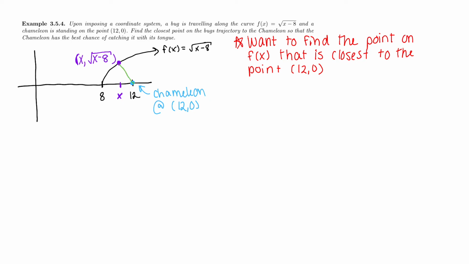And we are minimizing this distance here. We want to find the point that has the minimum distance between the point (12, 0) and some point on this curve.